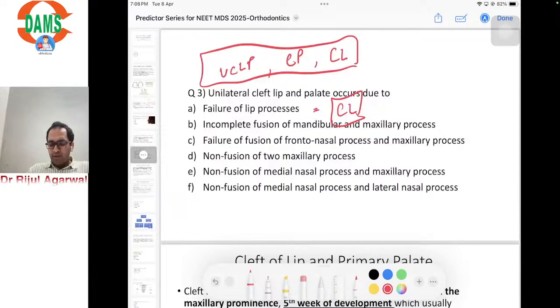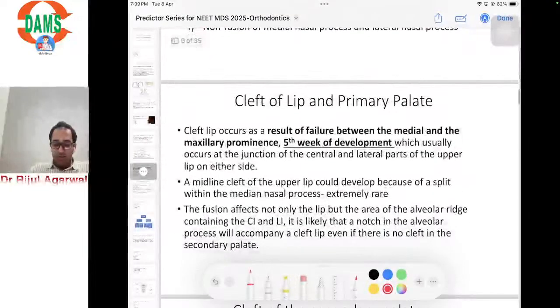Incomplete fusion of mandibular and maxillary process never occurs. Failure of fusion of frontonasal and the maxillary process. Non-fusion of two maxillary processes. Non-fusion of medial nasal process and the maxillary. Non-fusion of medial and lateral. The correct answer is medial with the maxillary process. Okay, and at what age does it occur? The 5th week of development.